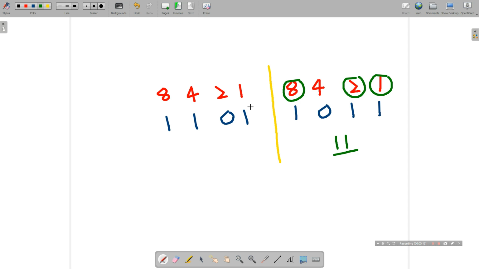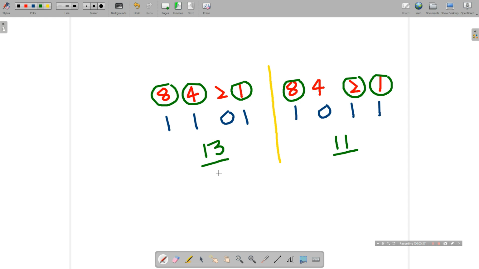Similarly, on the left-hand side, we have a problem. 8 plus 4 plus 1 makes 13. And again, we're not allowed to have two digits. We can only have a single digit. There we are, 13. So what do we do?